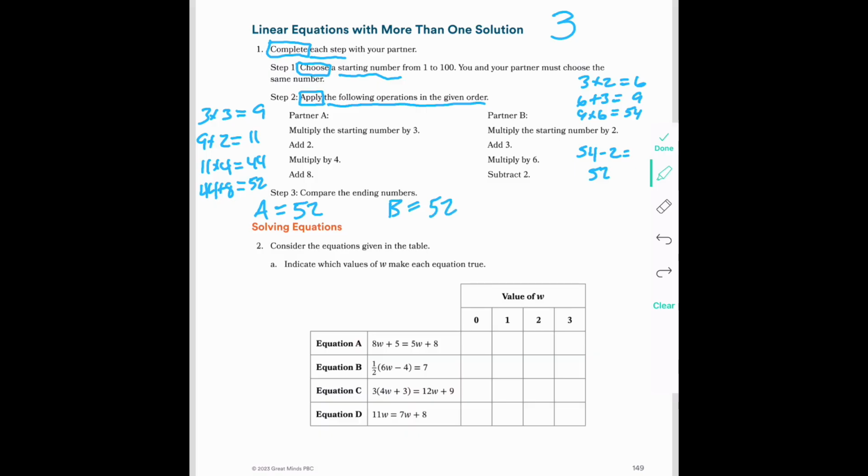So step 3 says compare ending numbers. What you should have seen working this out is that you ended with the same numbers. Okay? So this little activity emulates how things work when we solve equations. What I mean by that is, you know how we do the same thing on both sides. Y'all aren't necessarily doing the same thing, right? But y'all are trying to get to the same end goal.